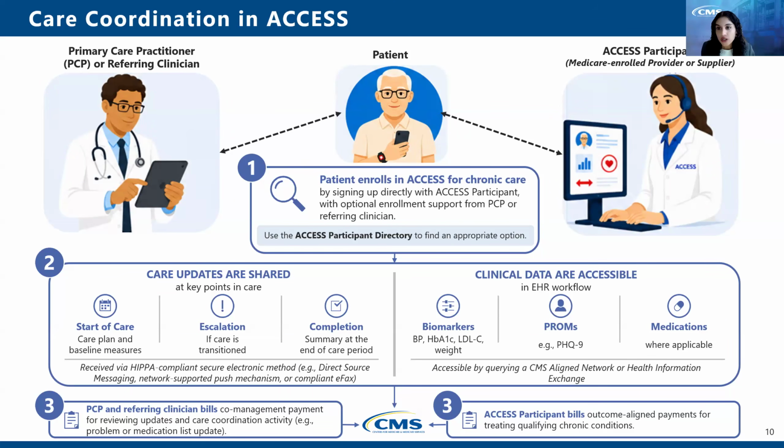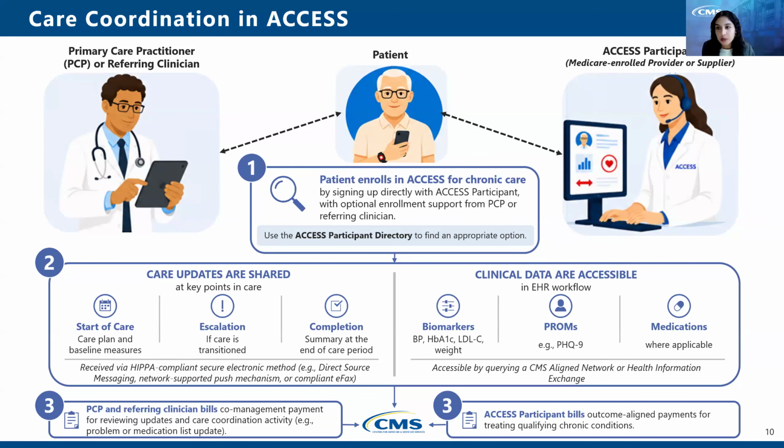This slide shows how care coordination works within Access. The patient is at the center of the model and enrolls in Access for chronic care directly through an Access participant. Patients may also receive optional enrollment support from a PCP or referring clinician, and they can use the Access Participant Directory to identify available options.